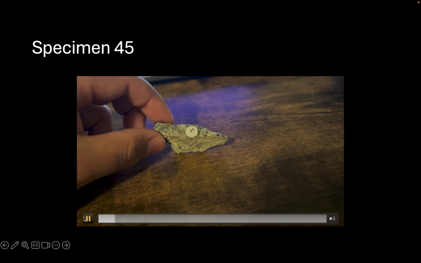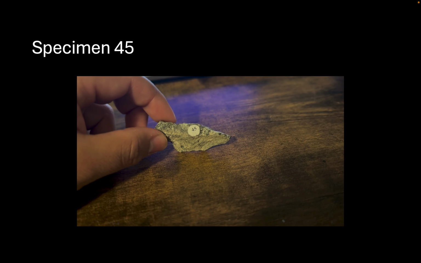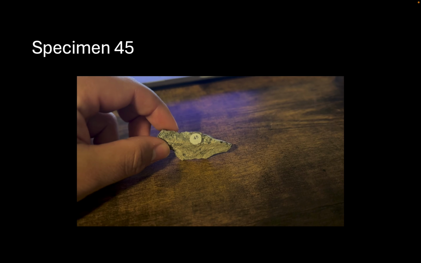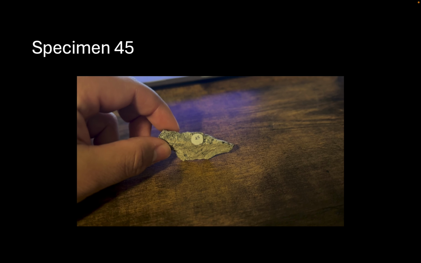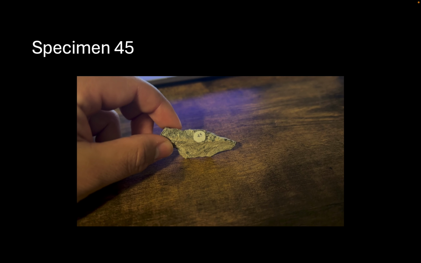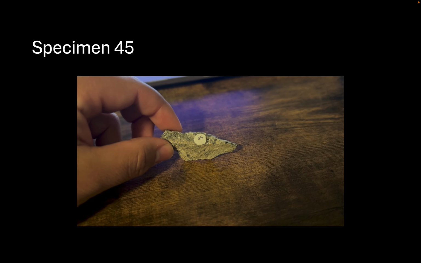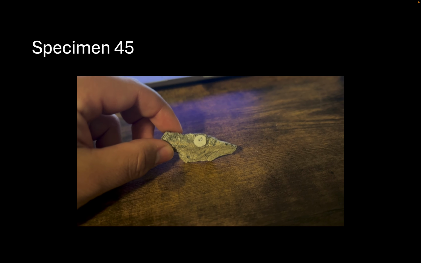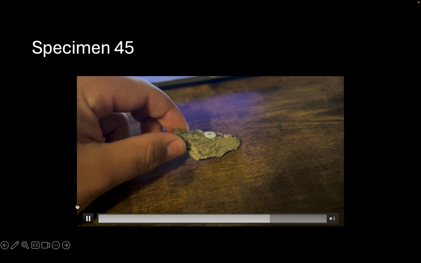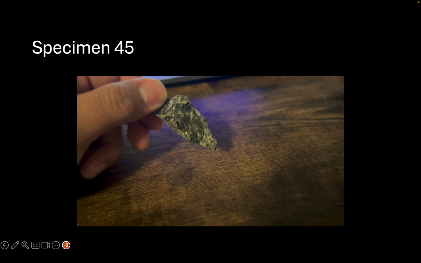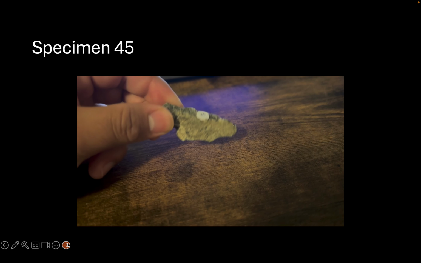The next specimen I will be identifying is specimen number 45. Specimen number 45 is foliated. It has medium to coarse grain size. It has scaly foliation surfaces and muscovite. I identified this particular specimen as schist.